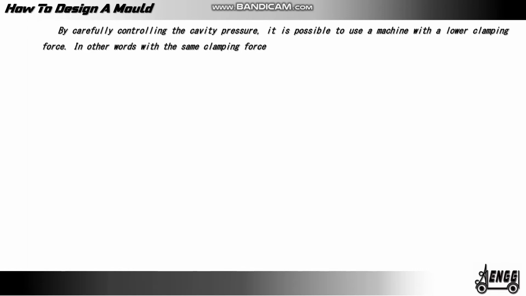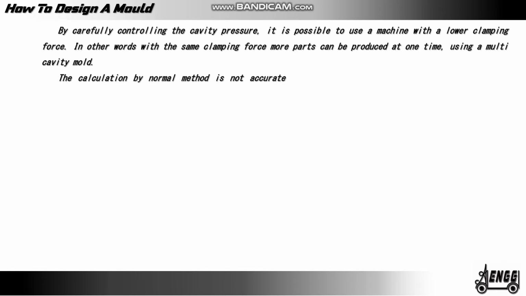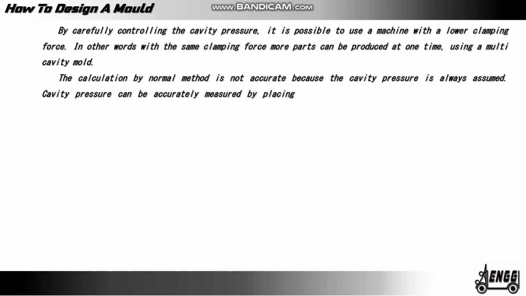By carefully controlling the cavity pressure, it is possible to use a machine with a lower clamping force. In other words, with the same clamping force, more parts can be produced at one time using a multi-cavity mold. The calculation by normal method is not accurate because the cavity pressure is always assumed. Cavity pressure can be accurately measured by placing a pressure transducer or estimated using flow molding techniques.